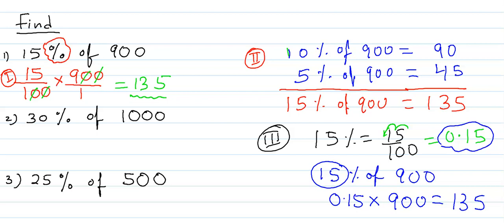Now let's go for question number 2. So what we can do? 30% of 1000. This is our question number 2: 30% of 1000. You can use the whiteboard and solve in different ways. Please try to solve.